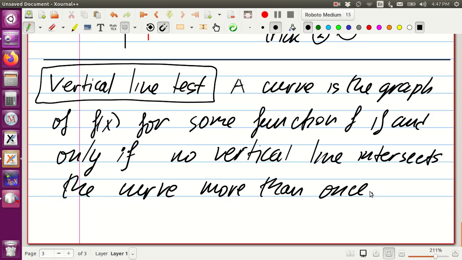All right, so this is a vertical line test. So basically, if we can find the vertical line that crosses our graph in more than one place, then this would not be a graph of a function. All right. So let's look at an example before we finish this lecture.